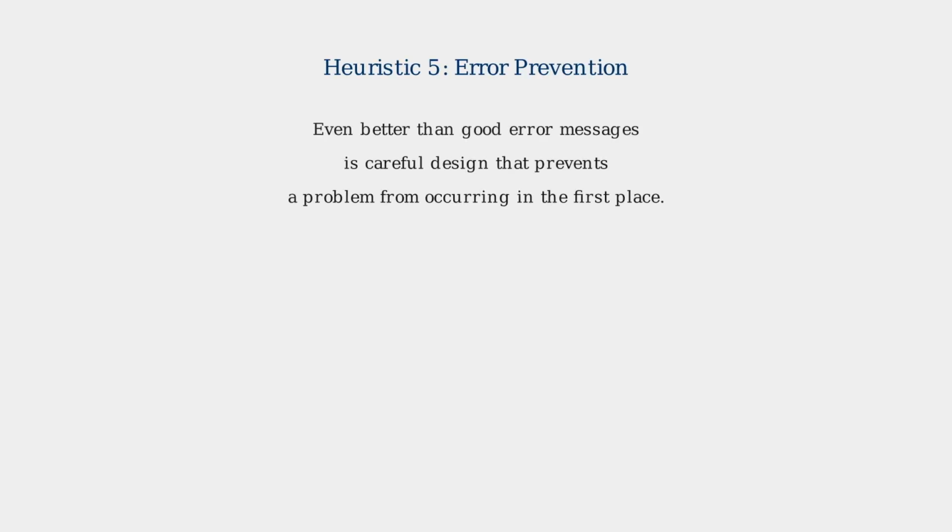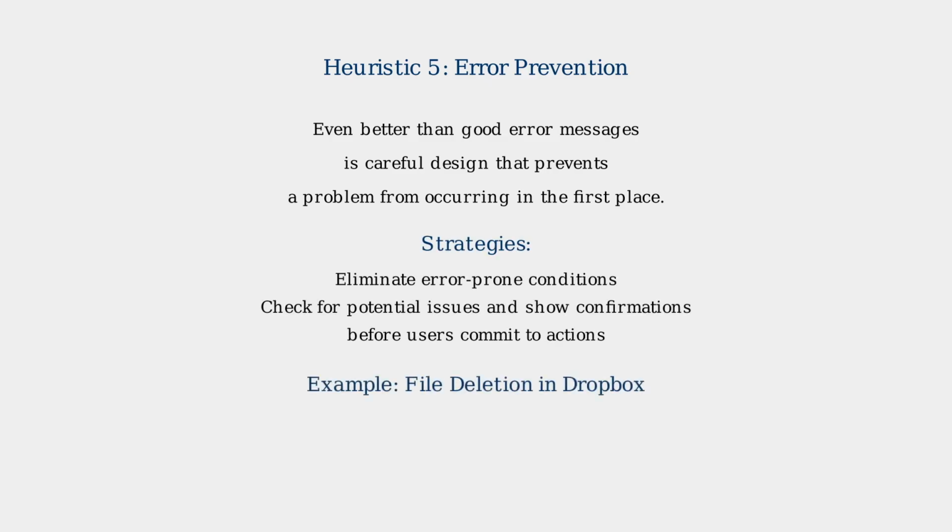Heuristic 5 focuses on error prevention. Even better than helpful error messages is designing interfaces that prevent problems from happening in the first place. This can be done by eliminating error-prone conditions or by checking for potential issues and presenting users with confirmation options before they commit to destructive actions.